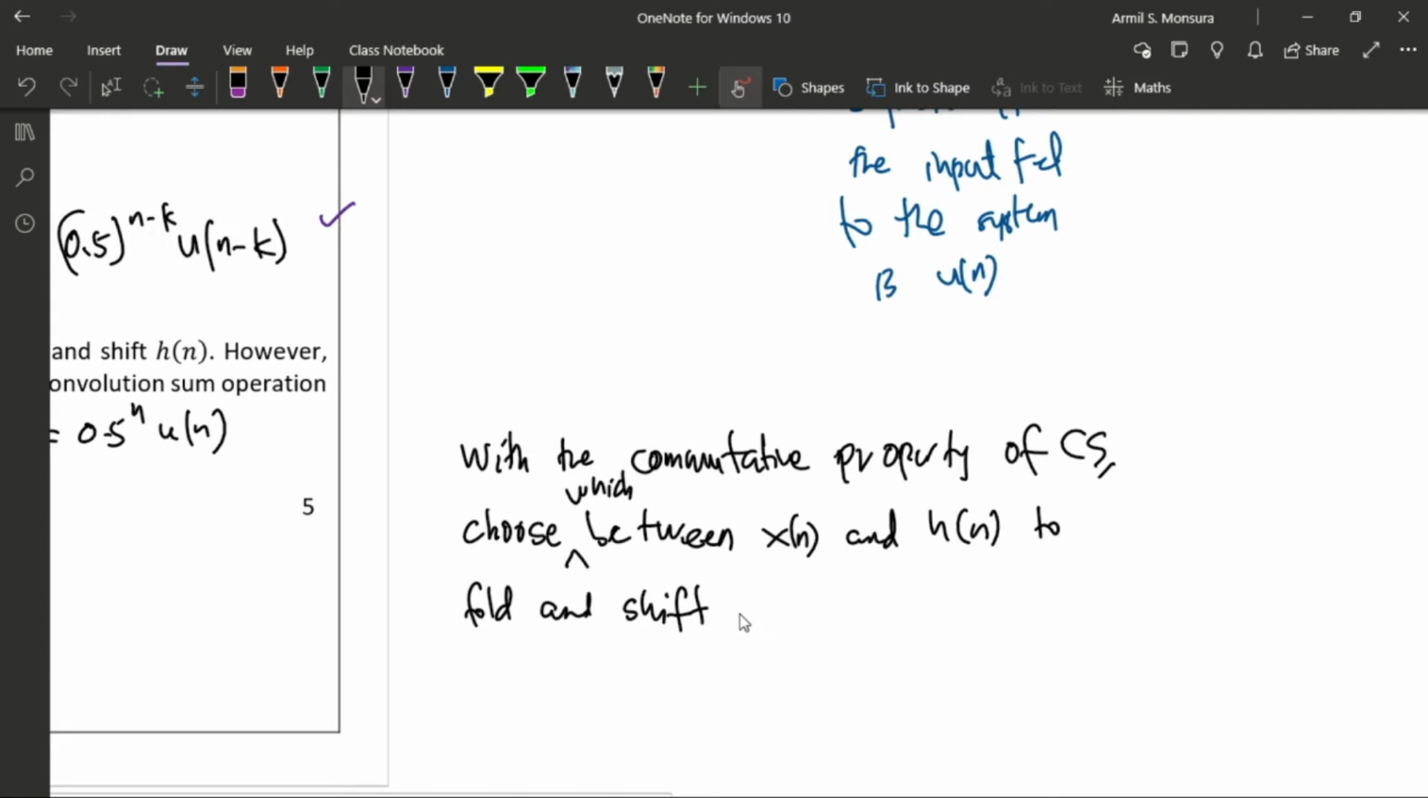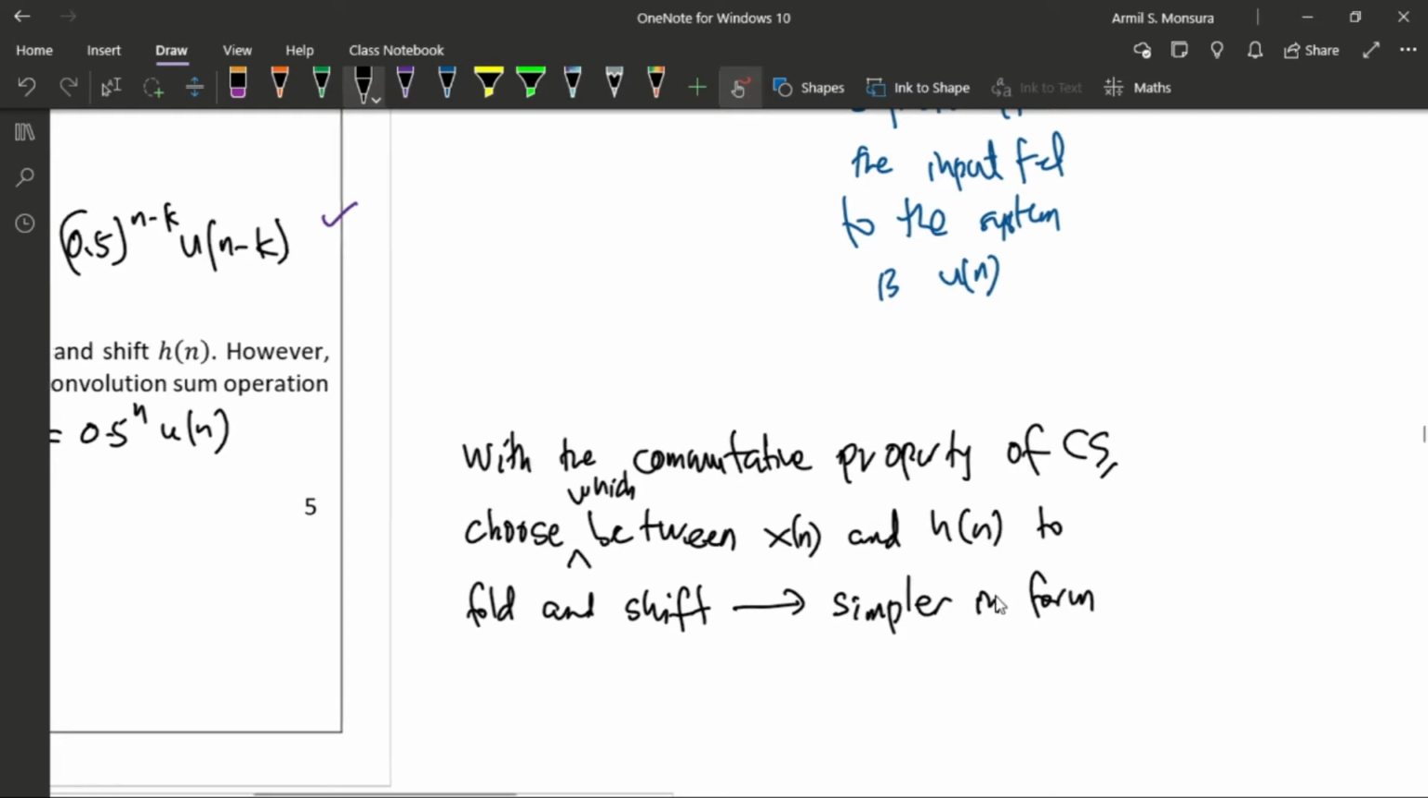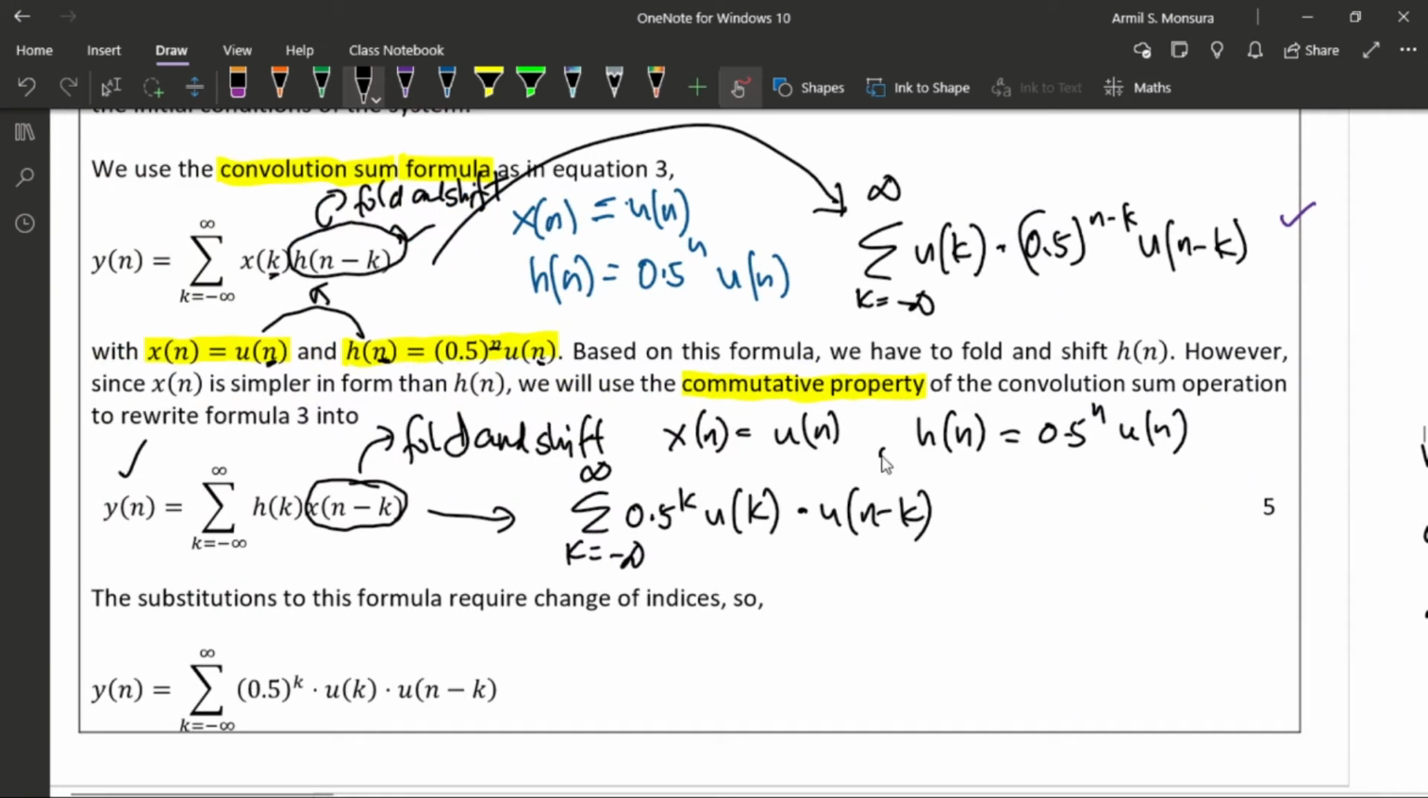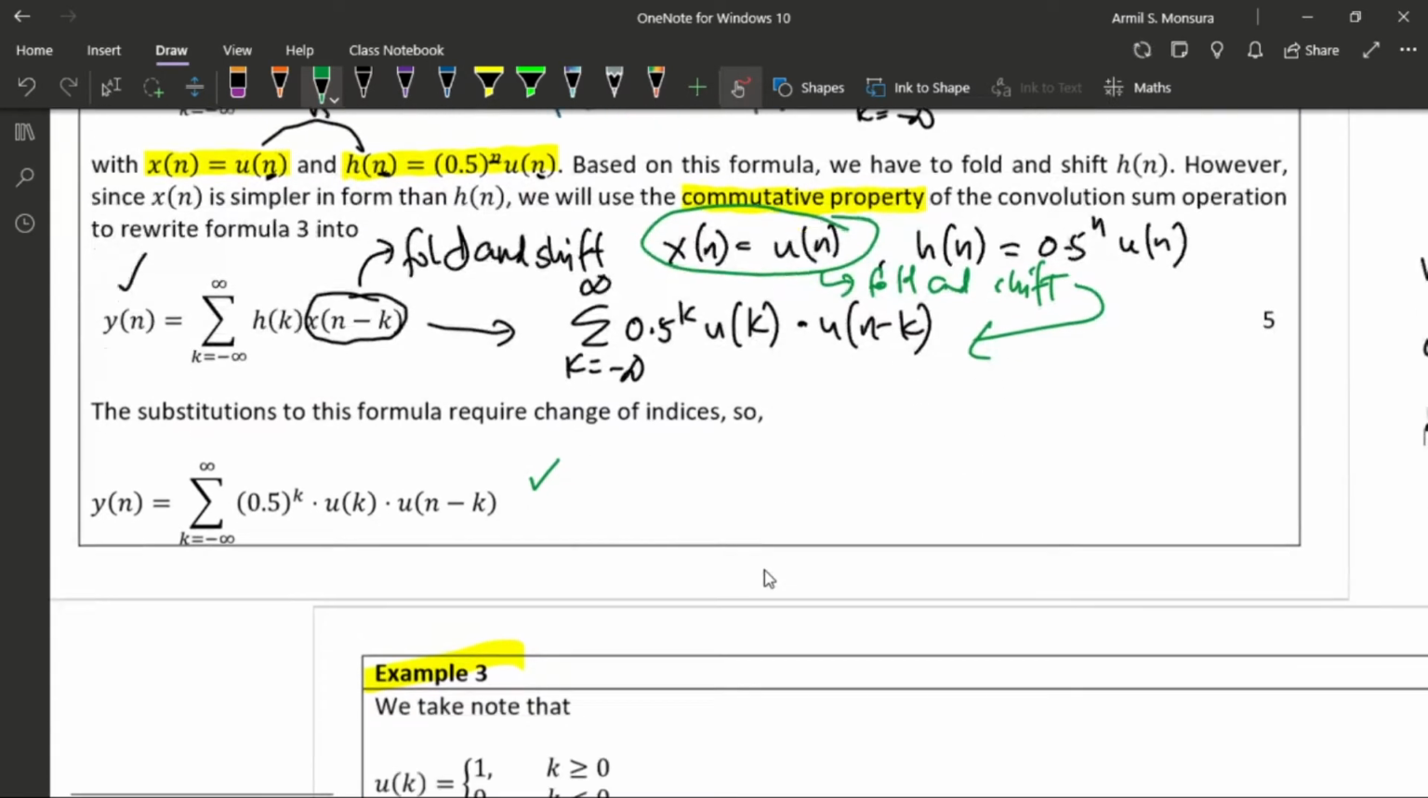So yung usually ang rule natin dyan is yung i-fold and shift nyo yung simpler in form. Okay? So kung sino yung mas simple between xn at saka hn, yun yung i-fold and shift natin. So in this case, between xn at saka hn, xn is simpler than hn. So therefore, yun yung i-fold and shift natin. This is what we will fold and shift. Okay? Giving us this formula.